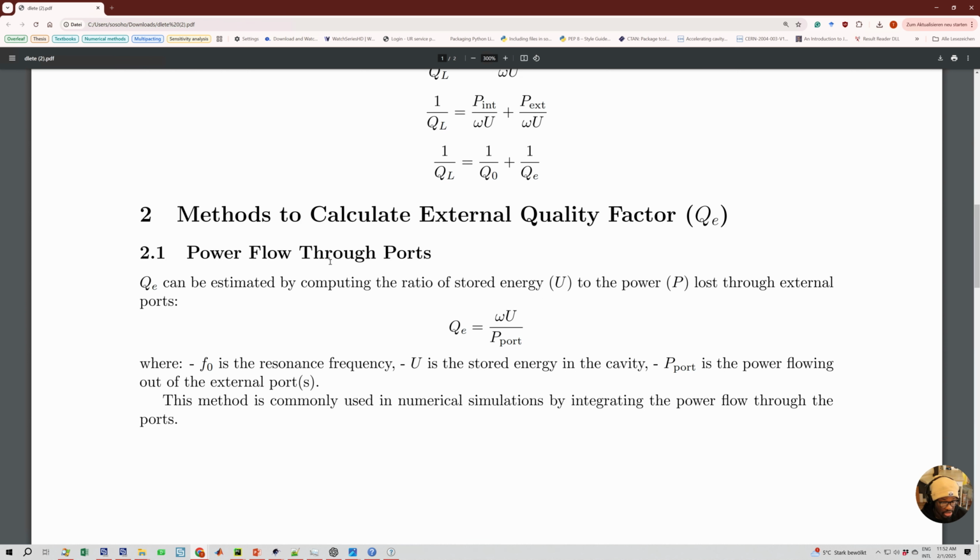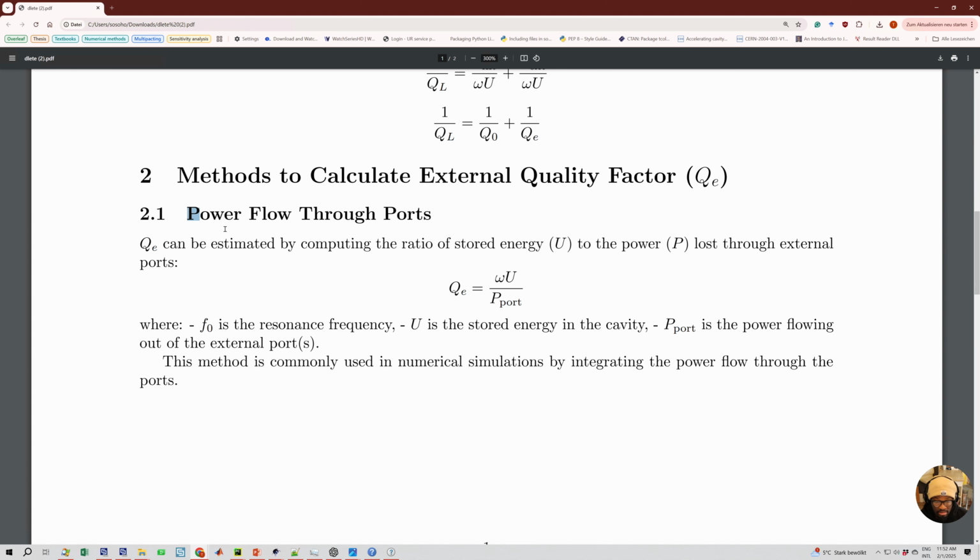So one of the methods to calculate the external quality factor is the power flow through the port. You estimate the power flow through each port that you have in the system, and then sum everything up, which would give you the total power leaving from all the ports, and then you find this ratio. This would give you the external quality factor.